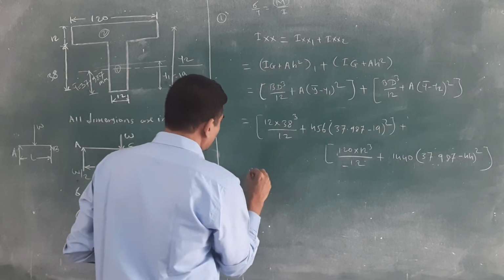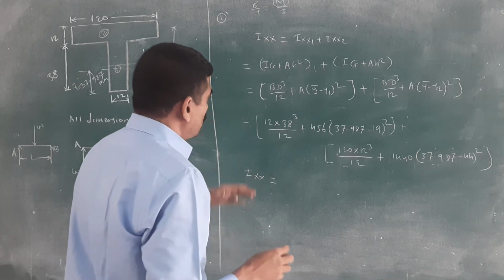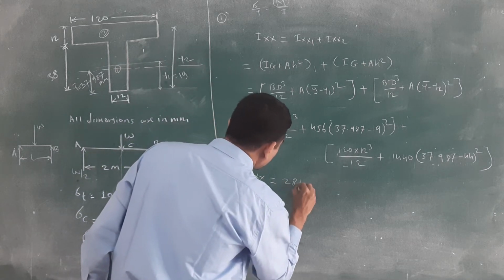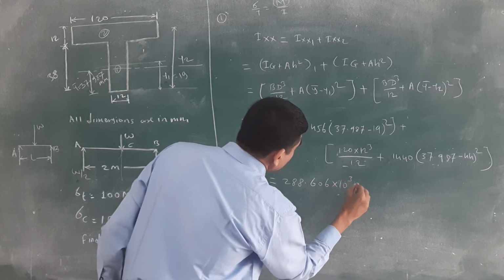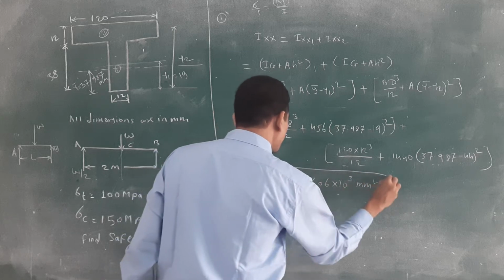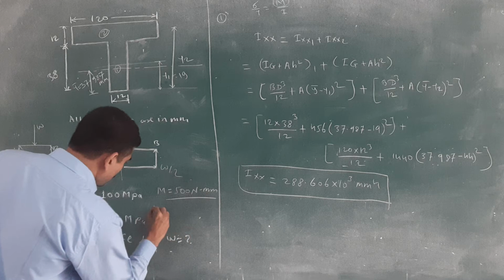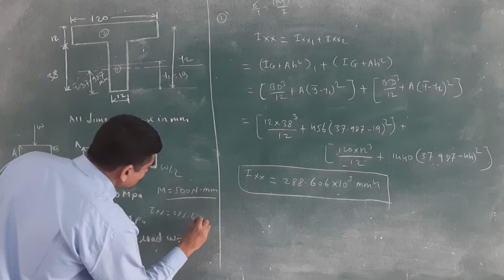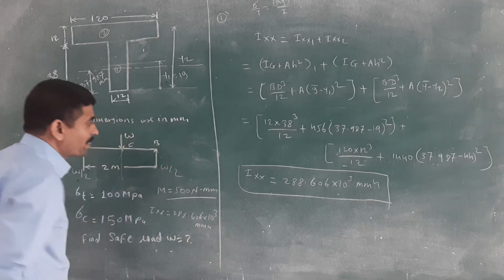Then you will get Ix is equal to, and you solve this, then you will get Ix is equal to 288.606 into 10 raised to 3. What is the unit of moment of inertia? Mm raised to 4. Hence I will write here Ix is equal to 288.606 into 10 raised to 3 mm raised to 4.